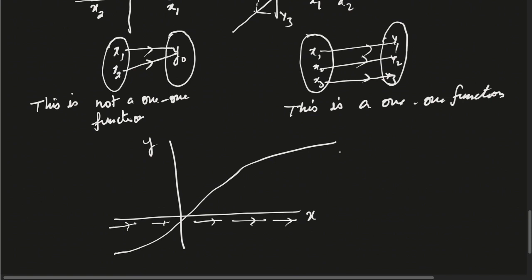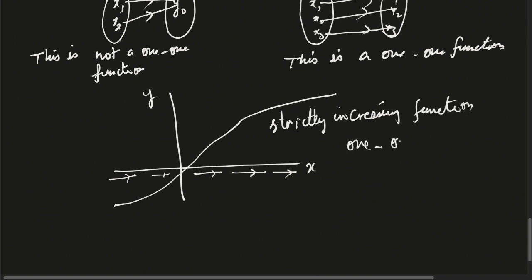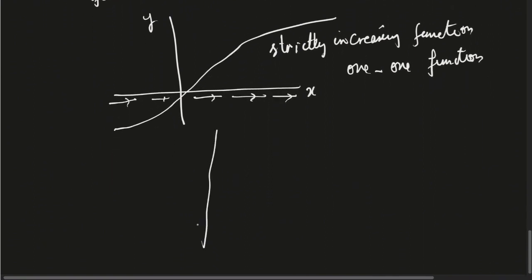And for a function to be a 1-1 function, this should be strictly increasing. So this is a strictly increasing function. So this is a 1-1 function. You can see it yourself that this is a 1-1 function. For every value of x, there is exactly one value of y. So this is a 1-1 function, or it can be a strictly decreasing function.